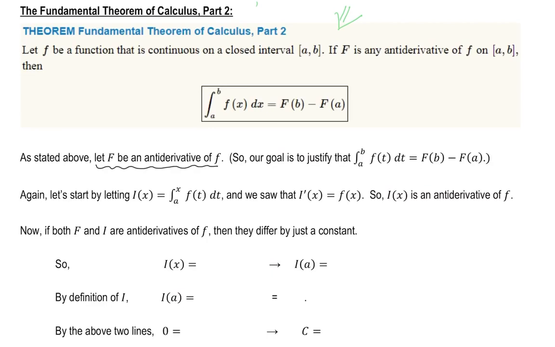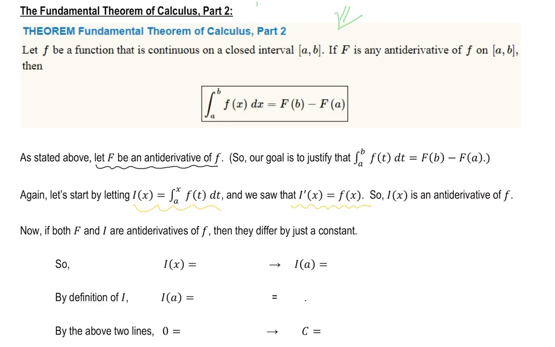We're going to go back to the definition from the first part of the fundamental theorem, where we define capital I of x to be the area under the curve from a to x of f of t dt. We did that in the proof of part 1. What we were able to prove from part 1 is that the rate of change of that area is equal to the value of the function at the endpoint of that region.